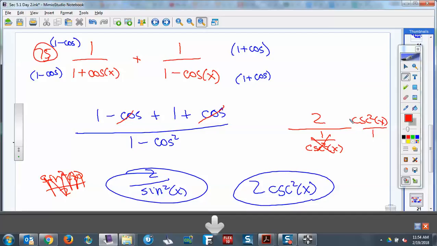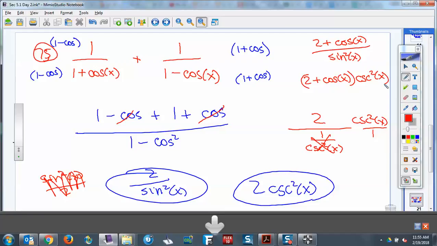Now, let's talk about this a minute. What if this would have been 2 plus cosine over sine squared? Now, can we bring that sine squared and just flip it up there? Because of the plus sign, we really can't. Now, we could, as long as we did this, if you did the 2 plus cosine and kept it in parentheses and then brought it up, then you could do that.